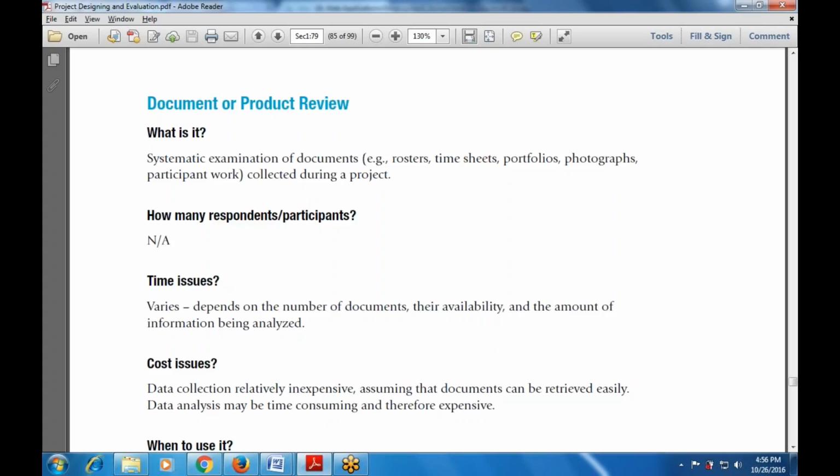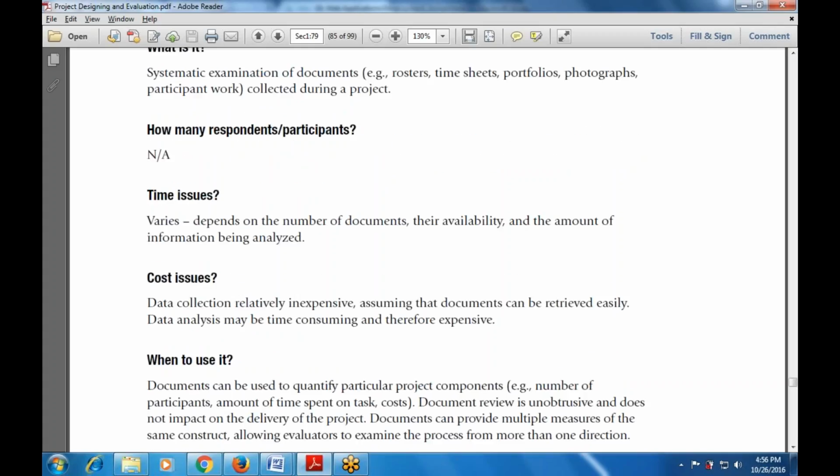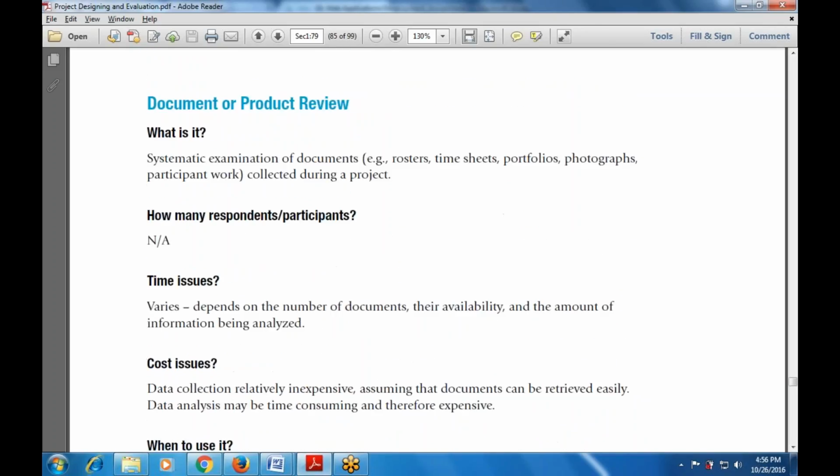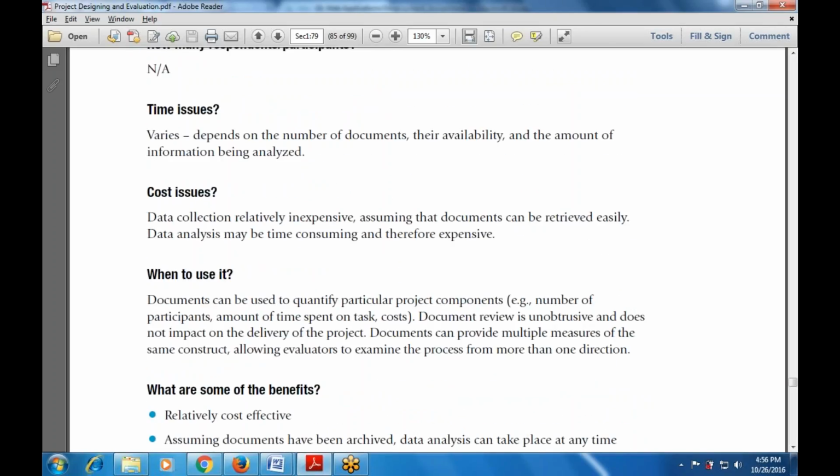Next question is when to use it. Time issues are over, cost issues are over. Now, when to use the document or product review? Documents can be used to quantify a particular project component, that is the number of participants, amount of time spent on the task, cost. A document review is unobtrusive and does not impact the delivery of the project. It also provides multiple measures of the same construct, allowing the evaluators to examine the process from more than one direction.